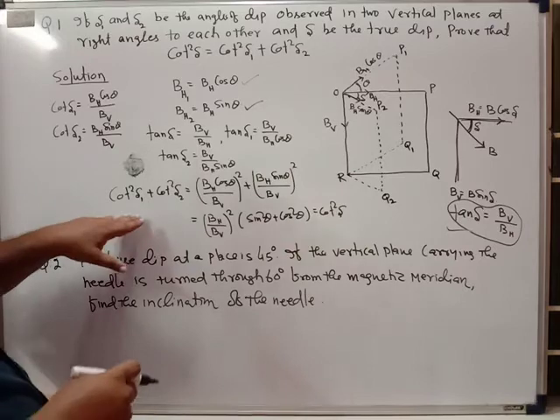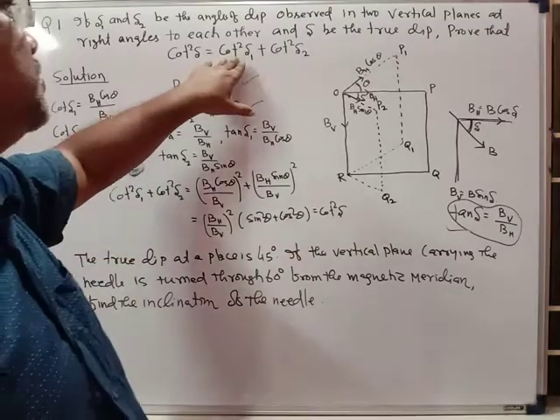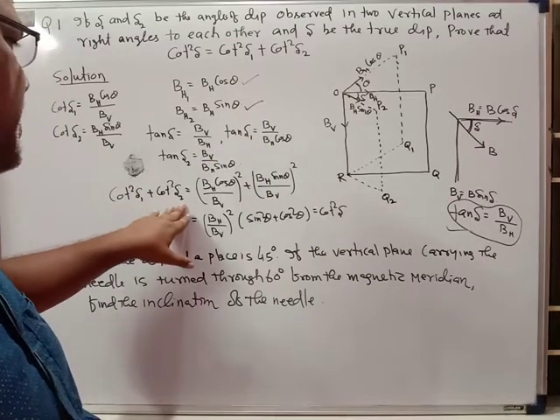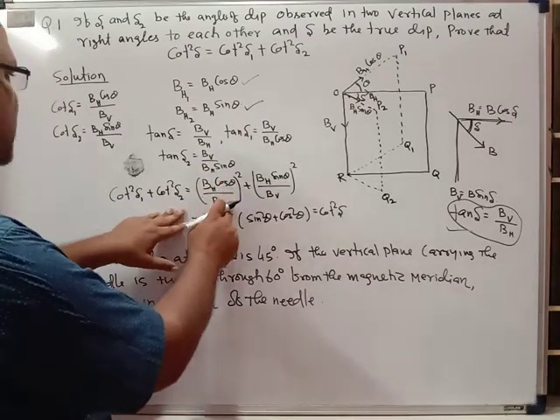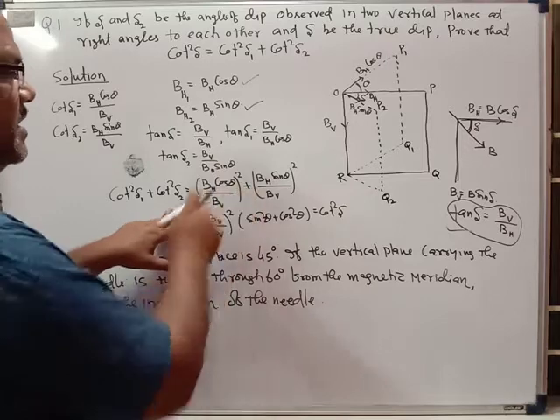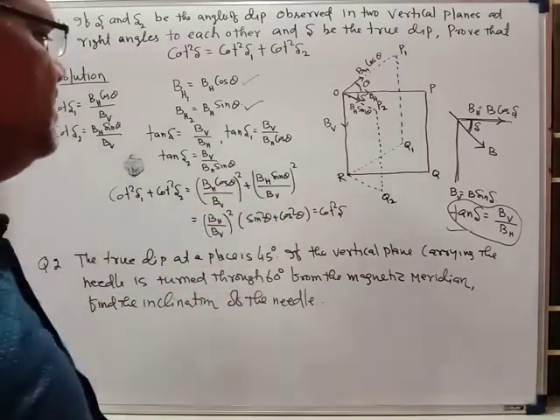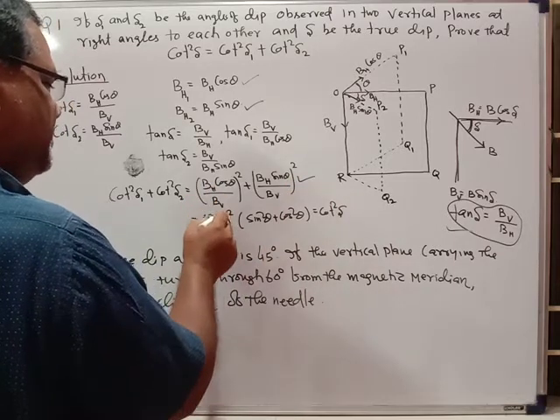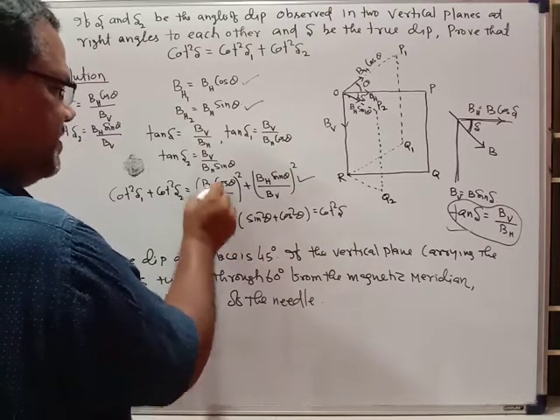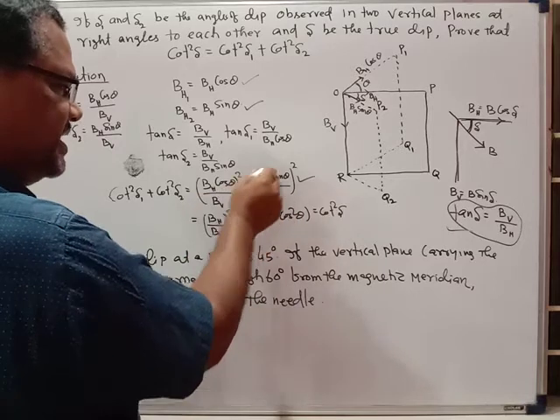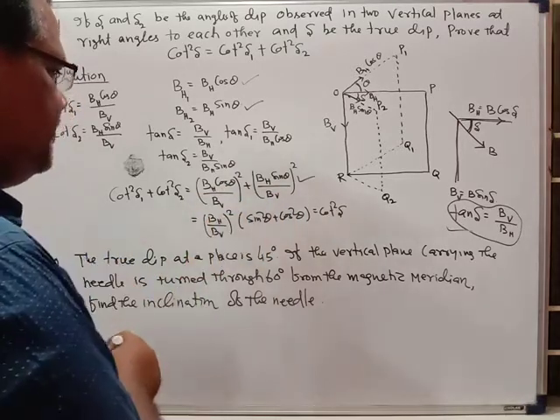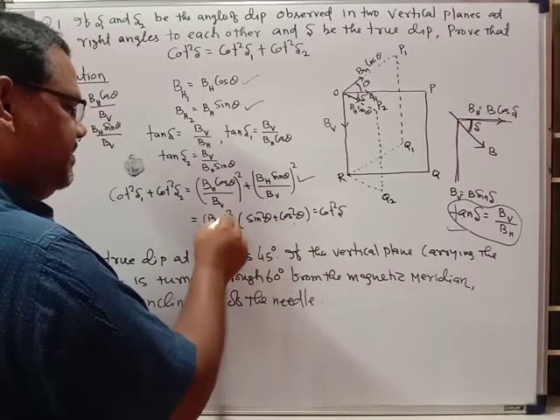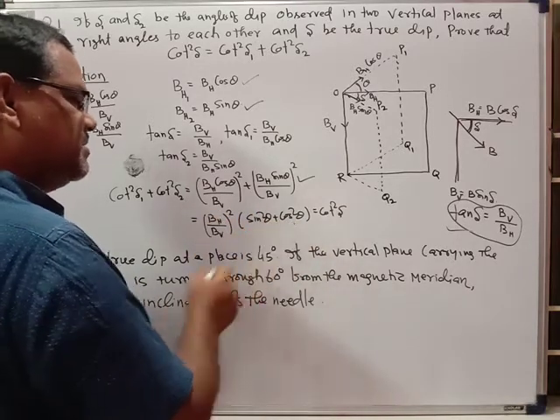So just put the formulas, what you have to prove, that cot square delta 1 plus cot square delta 2. So cot square delta 1 plus cot square delta 2 is equal to BH cos theta upon BV whole square plus BH sin theta upon BV whole square. If you just open it, here you get the BH by BV square, here also you get the BH by BV square, that is taken out, and remaining is sin square theta plus cos square theta, that is BH by BV whole square times sin square theta plus cos square theta.